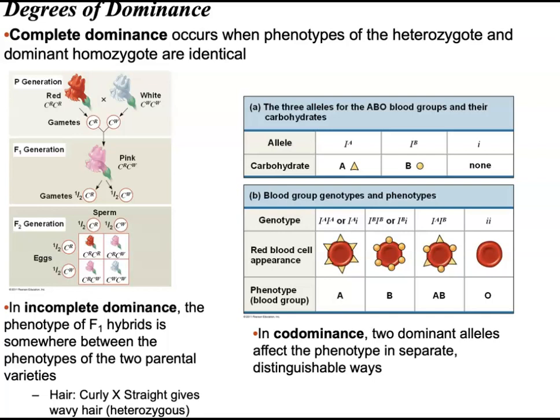A blood type of AB contains both dominant alleles, so this genotype is big I^A, big I^B. Remember, this is codominance. Lastly, an O phenotype individual has a genotype of little i, little i, both recessive alleles.